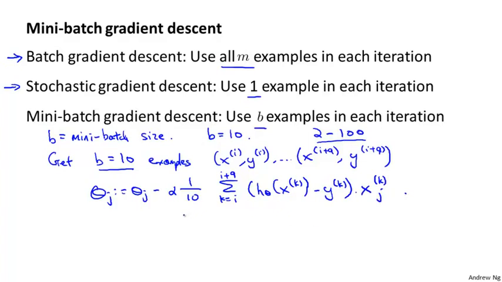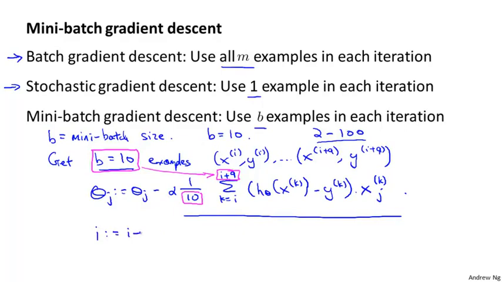And so in this expression, we're summing the gradient terms over my 10 examples. So there's a number 10, that's my mini-batch size, and this i plus 9, again the 9 comes from the choice of the parameter b. And then after this, we will increase i by 10, so go on to the next 10 examples, and then keep looping like this.